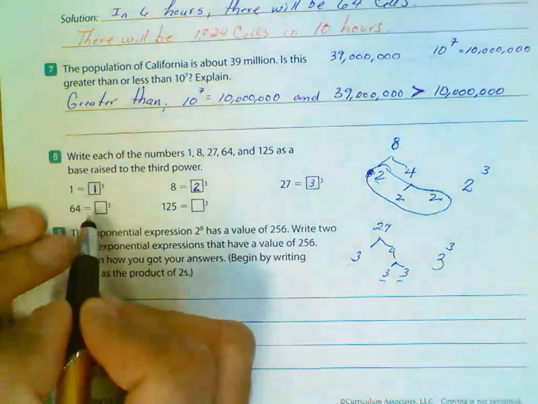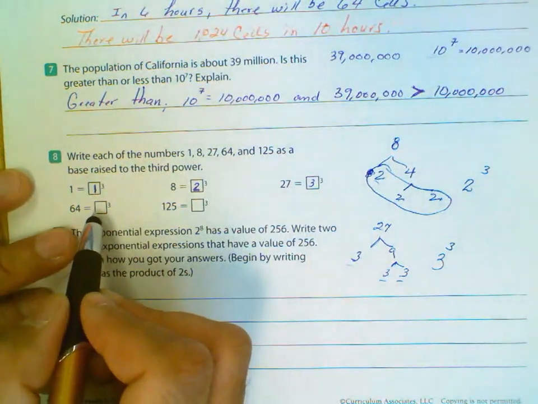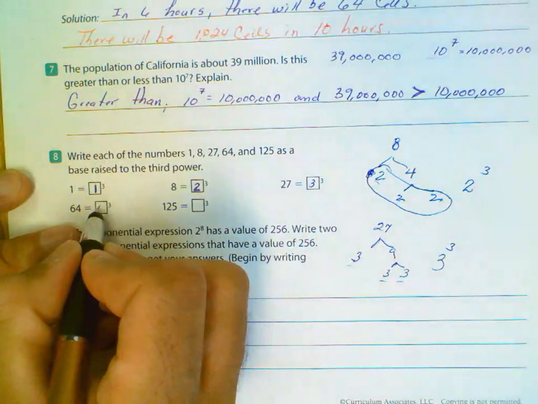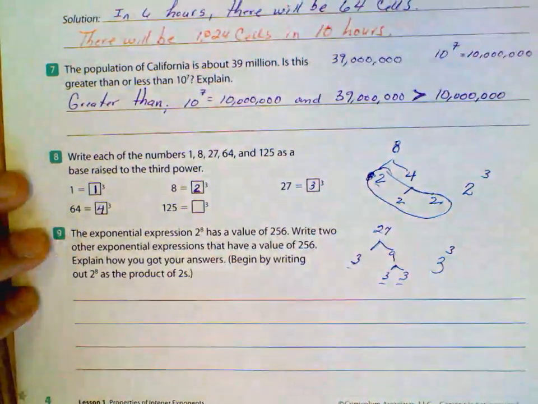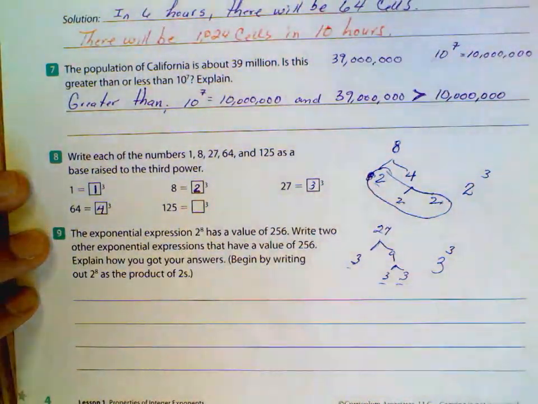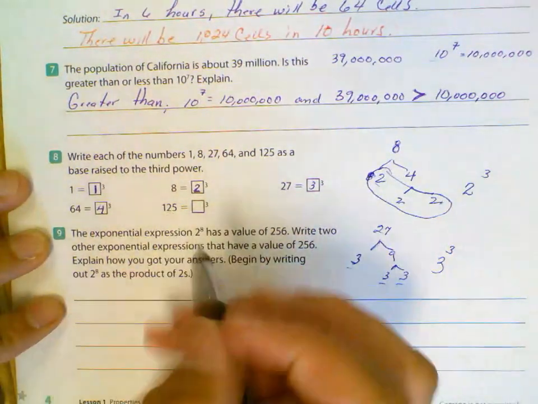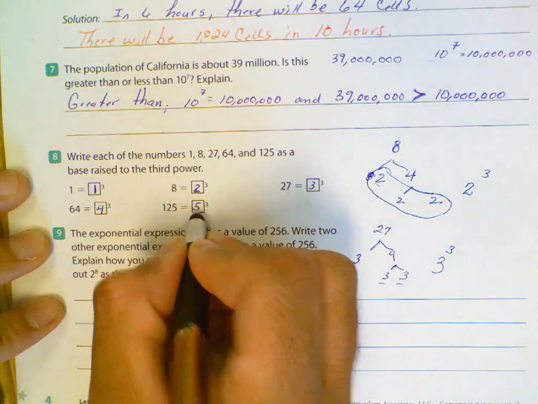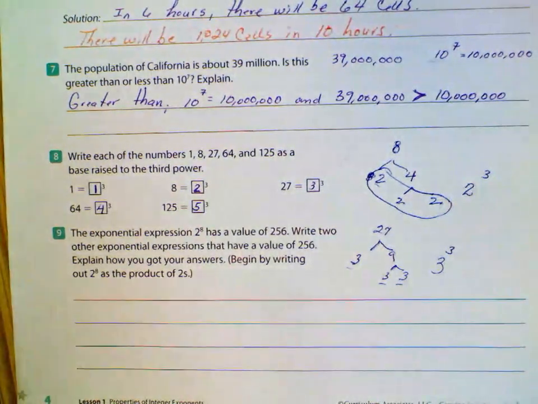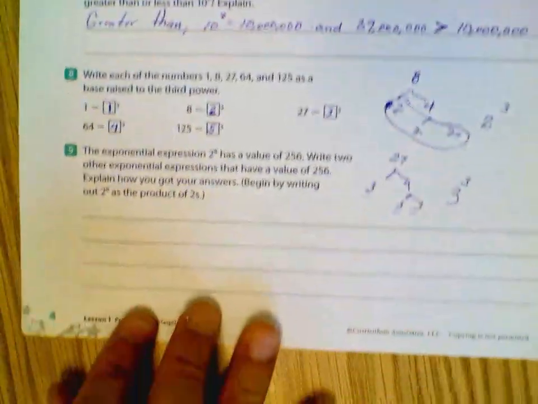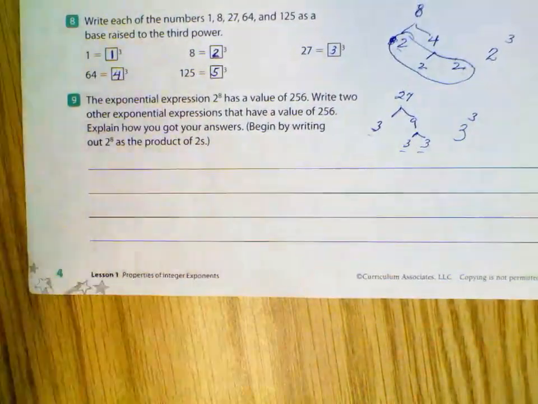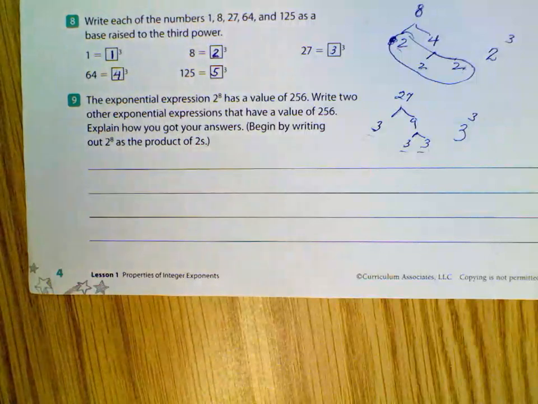And we continue. 64. In this case, 64, I'm going to say 4 to the third power. 4 times 4, 16 times 4, 64. 125 looks like a 5. 125 is divisible by 5. So 5 to the third power. Okay, that's number 8. Then, look at the problem number 9.